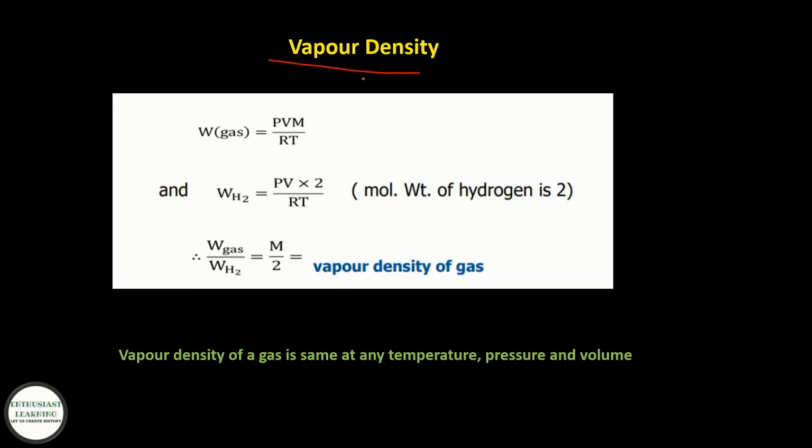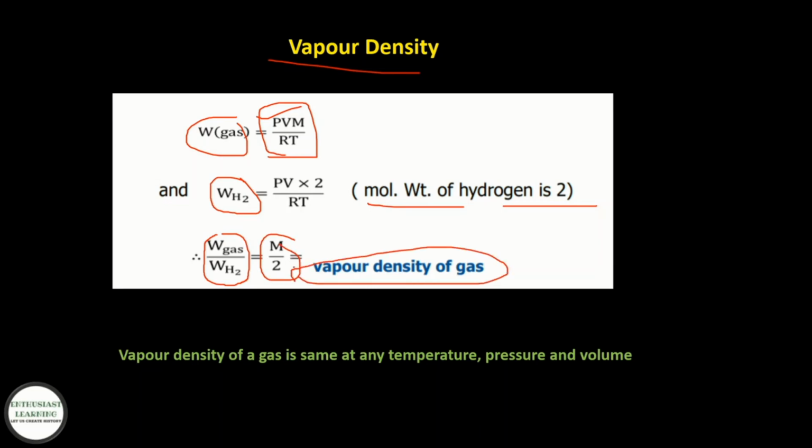Now vapor density. We know that the given mass of a gas is equal to PVM/RT, and W of H2, that is hydrogen, we can write as PV into 2 by RT, as the molecular weight of hydrogen is 2. So, given mass of gas by given mass of hydrogen is equal to M by 2, which is the vapor density of a gas. It is very important. Vapor density of a gas is the same at any temperature, pressure and volume.